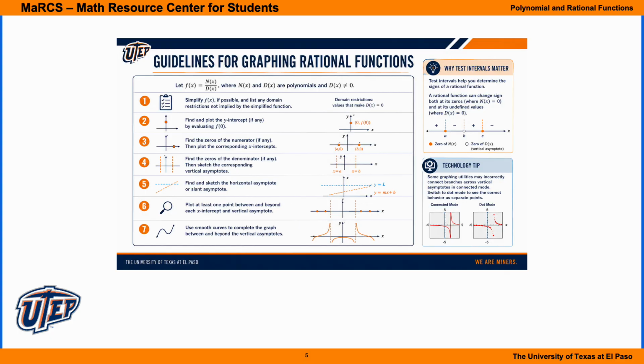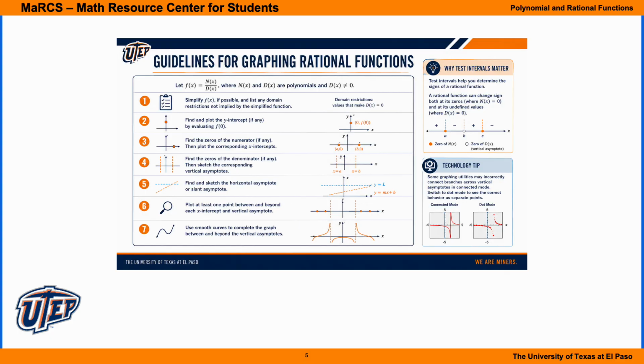Next, we find and plot the y-intercept, if any, by evaluating f of 0. Now, we can find the zeros of the numerator, if any, and then plot the corresponding x-intercepts. Now we can find the zeros of the denominator, if any, then sketch the corresponding vertical asymptotes. Now we can find and sketch the horizontal asymptote or slant asymptote. Now we can plot at least one point between and beyond each x-intercept and vertical asymptote. Then we can use smooth curves to complete the graph between and beyond the vertical asymptotes.